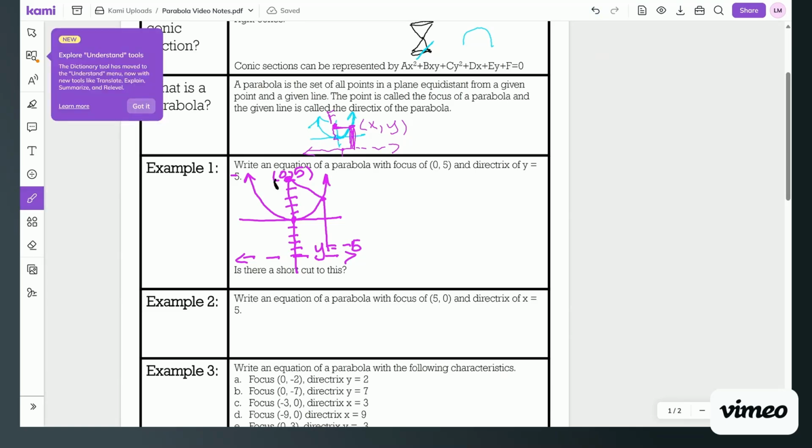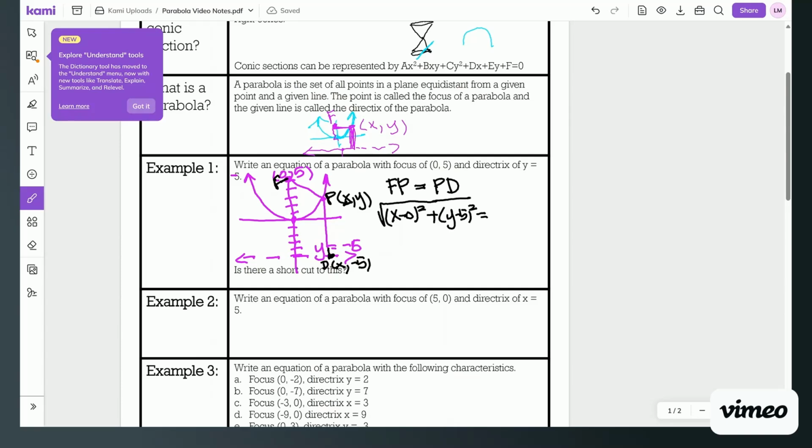So let's call this point F, and we'll call this point P, and I'm going to say x, y here. And we'll call this point where this hits D. That point is some x, and we know the y is -5. We don't know the x value. All right, so the distance from F to P is the same as the distance from P to D. We know that. All right, so let's do the distance formula. So from F to P, the distance is x2 minus x1 squared. So I have x minus 0 squared plus, now I do my y, so y minus 5 squared.